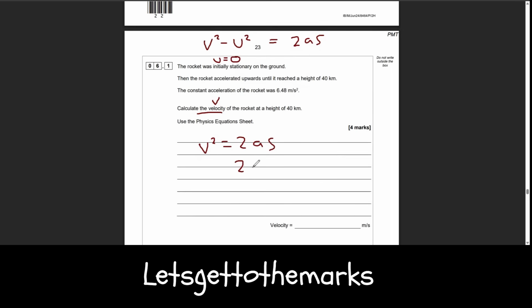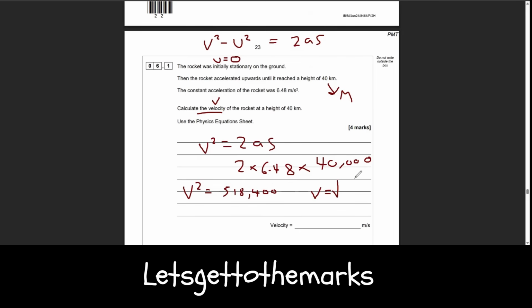We know that it's 2 times, and we need to turn 40 kilometers to meters. So that is 2 times 6.48 for the acceleration, but the distance this time is in meters, so I want to write 40,000. So let's do this. 2 times 6.48, times 40,000, equals velocity squared, which is huge: 518,400.